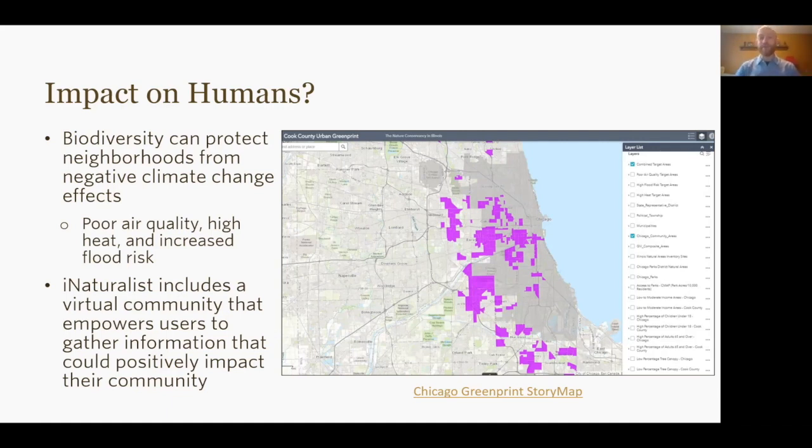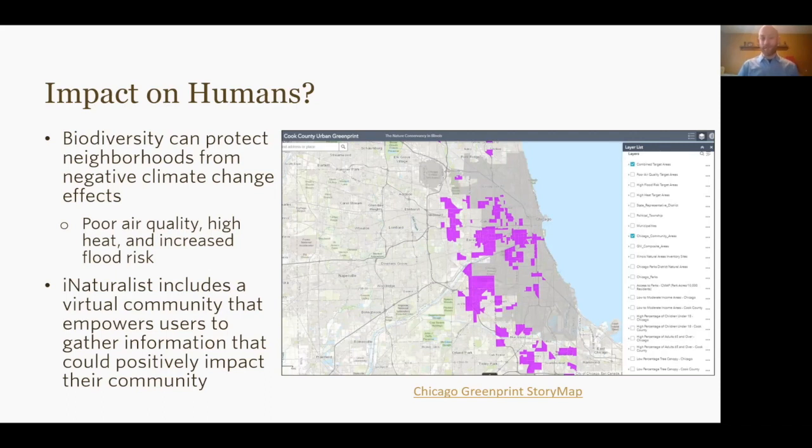There are a lot of factors that biodiversity can really be positive in preventing. And this map on the right is our Chicago Greenprint tool. This is a GIS tool showing different neighborhoods that are particularly vulnerable to negative effects we've talked about, like poor air quality, high heat, and increased flood risk. That way we can identify the neighborhoods of greatest need.